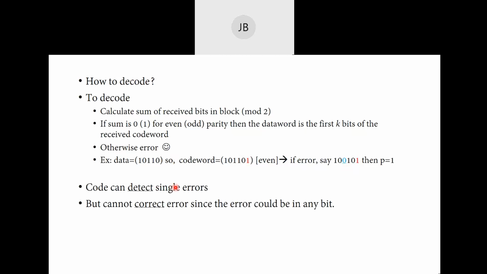So the code can detect single errors but cannot correct the errors, since the error could be anywhere. Any of these bits might have changed if there was error. So it cannot detect where exactly the error was, but it can just detect one bit errors. If there are more than one bit error, it's not possible in this scheme. Okay, this is the idea of even parity. So the reverse is applicable for odd parity also. This is used in serial communication, bit by bit data transmission.